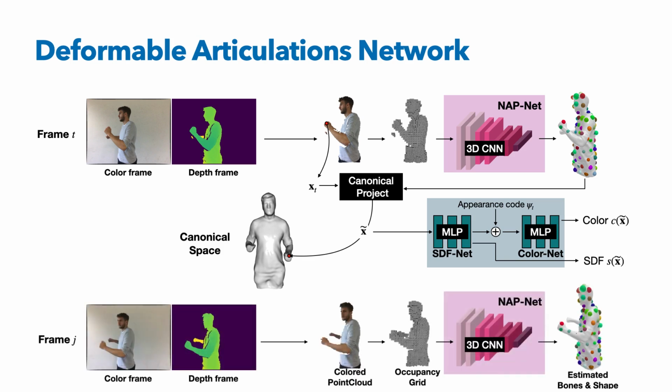Given another frame j, we also do the same thing to obtain the estimated bones of frame j. Then, using the estimated bones at frame j, we can project x_c into the corresponding position at frame j, and then this position will be used to compute the deformation loss to enhance the temporal consistency of the predicted bones throughout the video. The deformation loss will be explained later in the next slide.